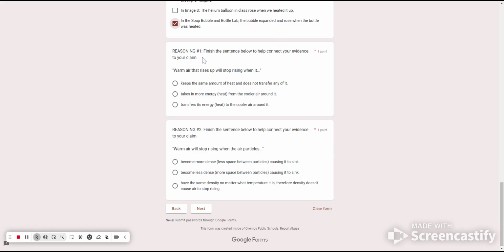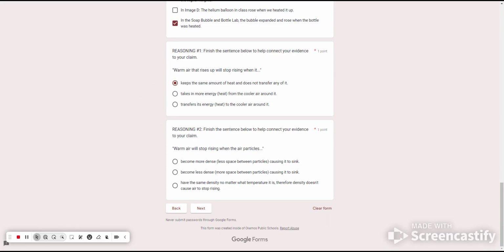Reasoning number 1, finish the sentence below to connect your evidence to your claim. Warm air that rises up will stop rising when A, keeps the same amount of heat energy and does not transfer any of it. B, takes in more energy, heat from cooler air around it. And C, transfers its heat to the cooler air around it. Select one and then move on to the next question.